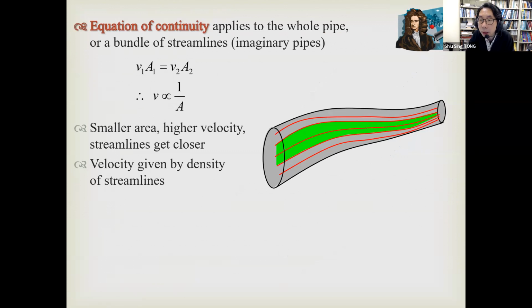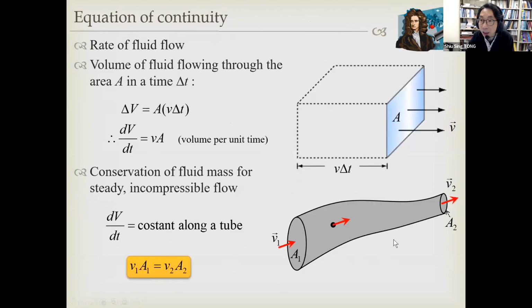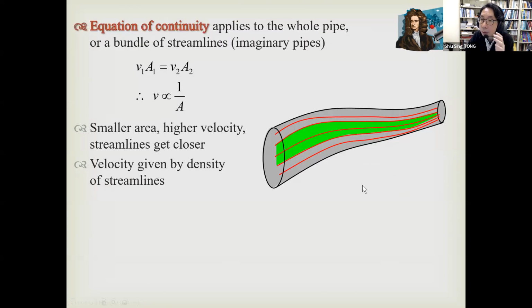In fact, in this example, we have considered a pipe confining the liquid flow. But imagine now, you can get rid of the pipe actually. If you have a flow in 3 dimensions, you can use a bundle of streamlines to construct an imaginary pipe. And all the liquid is actually confined to this pipe, right? Because the surface of the pipe is made of streamlines, the liquid does not flow out of this pipe, and all the liquid is confined inside.